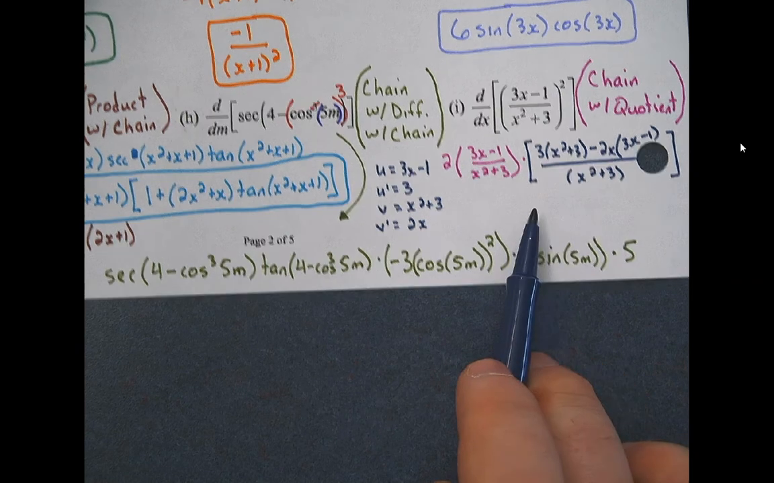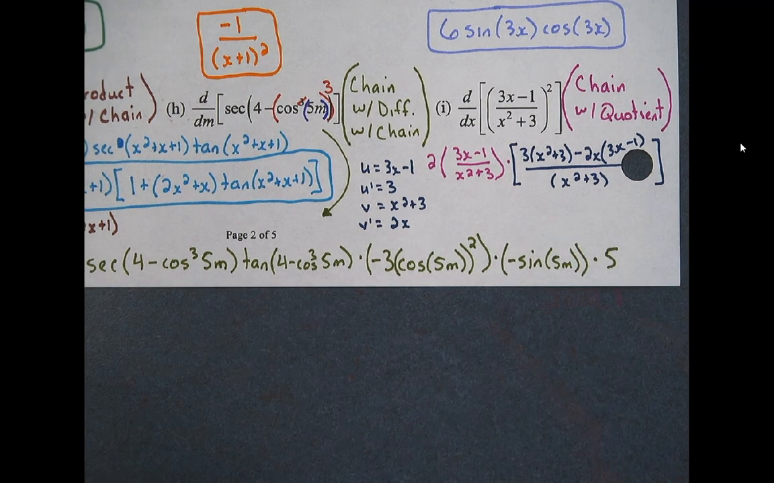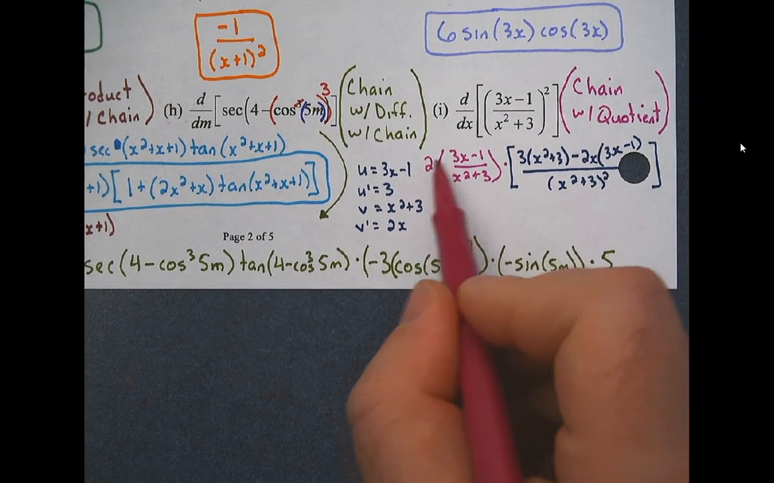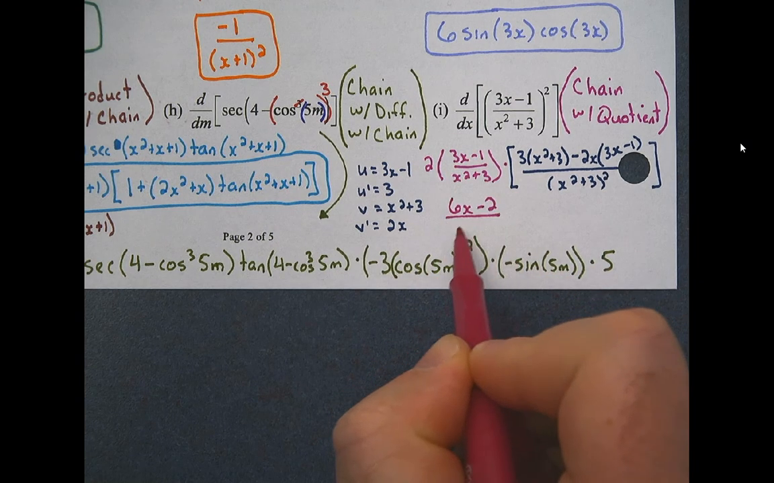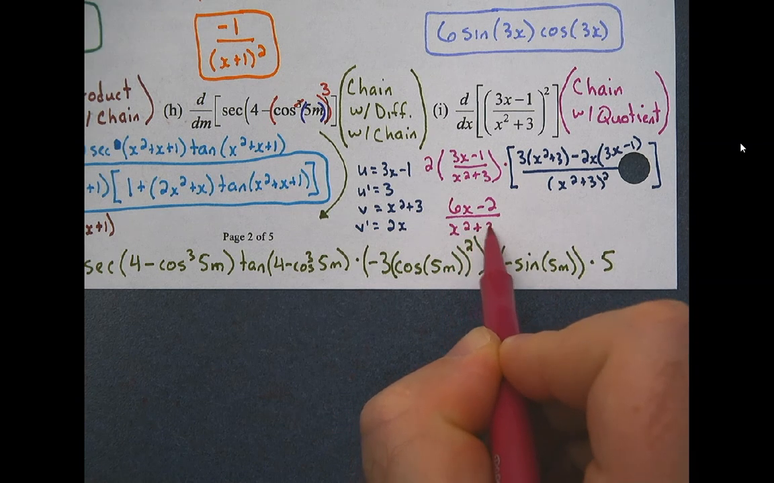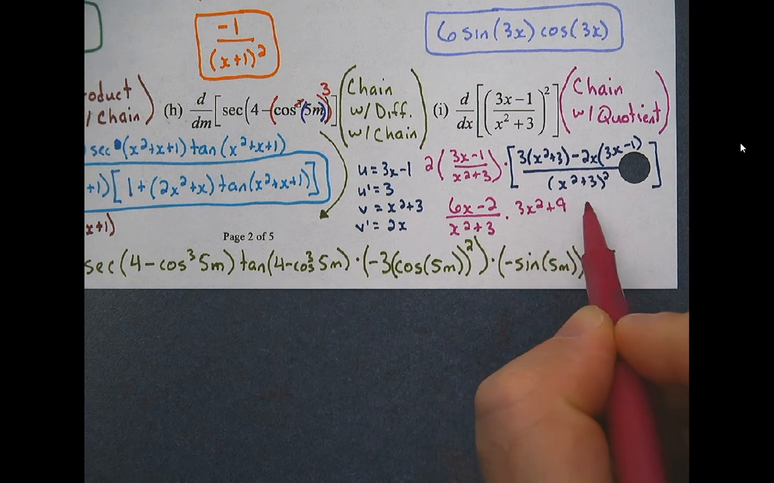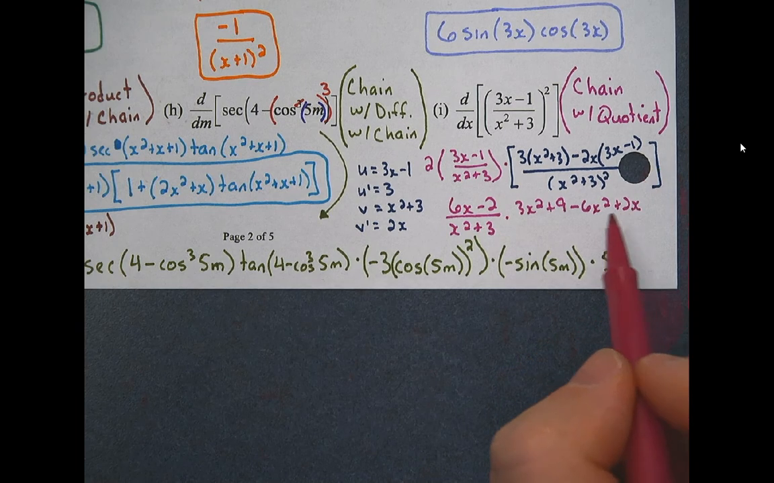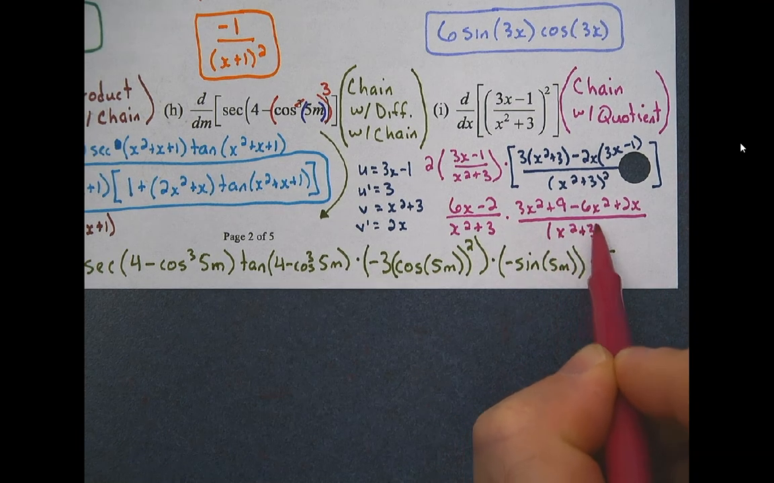I guess we got a little bit of room. Let's clean this up a little bit. Oops, I forgot my squared. So let's see, if I clean this up a little bit, maybe I give this 2 to the first one. So that's 6x subtract 2, over x squared plus 3, times, distribute, is 3x squared plus 9 minus 6x squared plus 2x, all over x squared plus 3 squared.